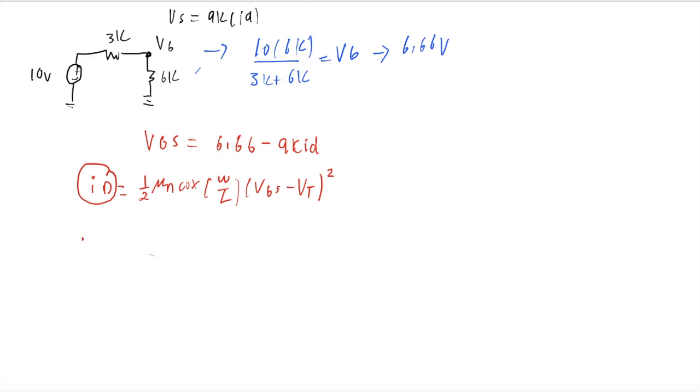So first, let's just plug in some numbers. Oh, also, we can change ID to IS. It doesn't really matter. It's the same thing, whatever you guys want to use. So we knew that mu n cox W over L from earlier was 0.5 times 10 to the negative 3. So we multiply that by 0.5 again, we get 2.5 times 10 to the negative 4. We know VGS minus VT is going to be 6.66 minus 9K ID minus VT, which is 1. So we can simply write this as (5.66 minus 9K ID) squared. So now let's solve for ID.